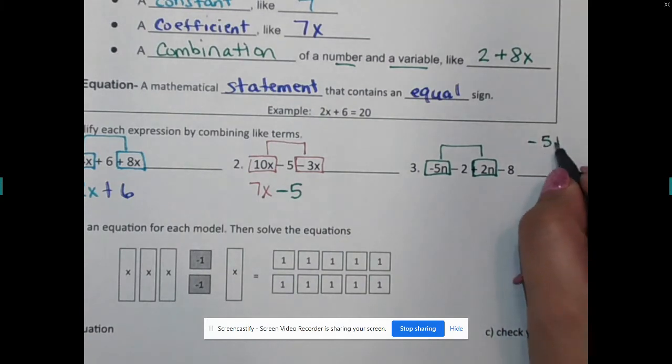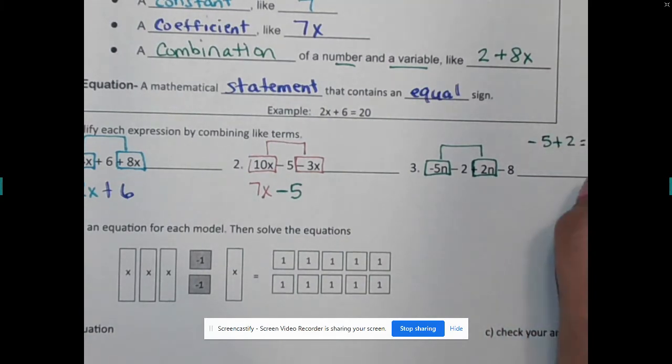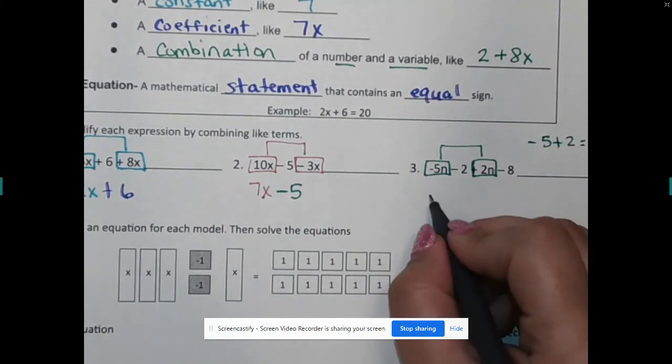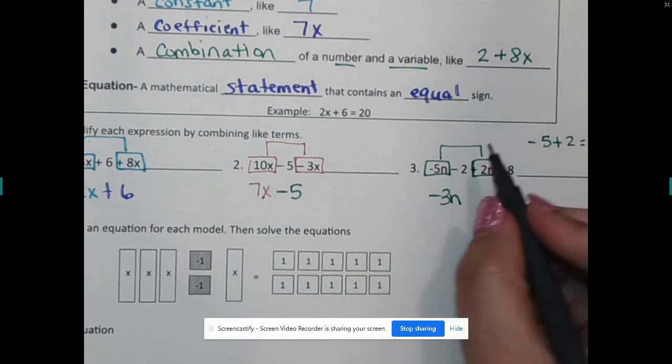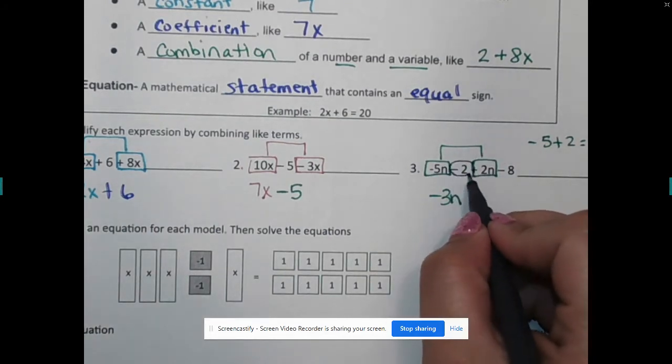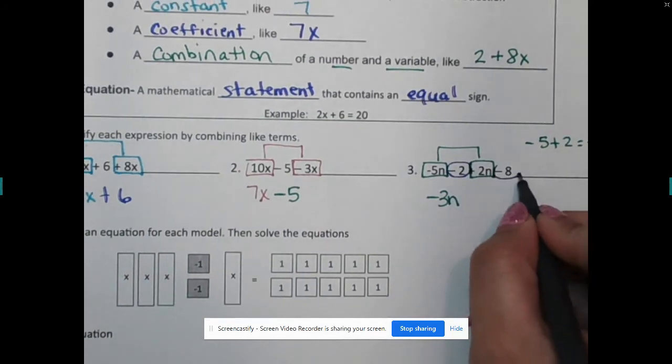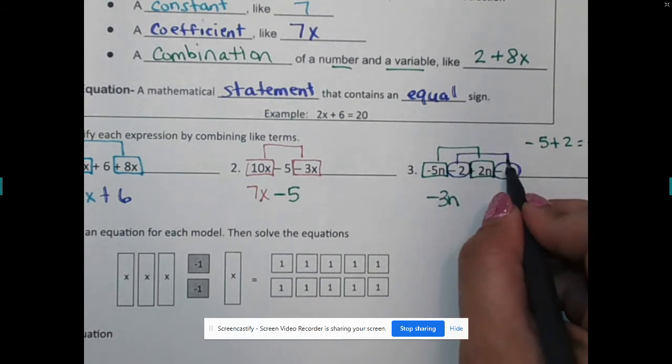-3. Negative 3. So this becomes negative 3n. Is there anything else that I can combine? Yes, I can combine the negative 2. I'm going to circle it so it looks different. Negative 2 and negative 8. And what do those equal?